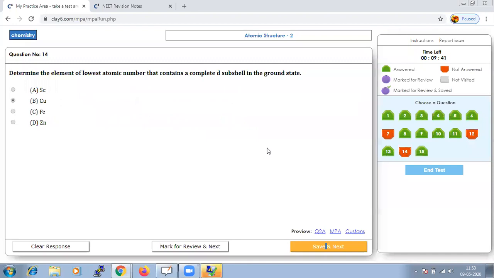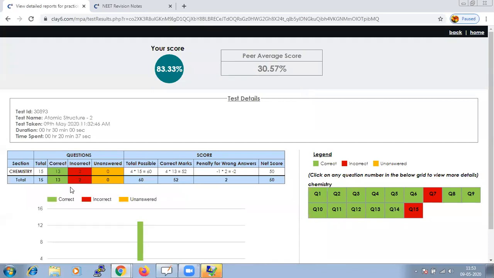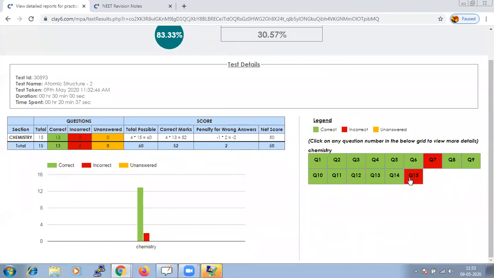So we have completed the test, all the questions. There is some technical error because of which, even though I have saved the answer, it is still indicating red. Let us not worry about that. Let me give end test. When we give end test, it says that question number 7 and 15 I have marked incorrect.